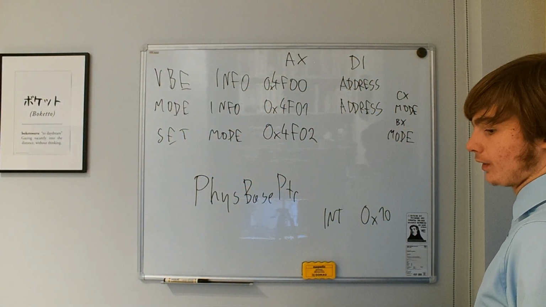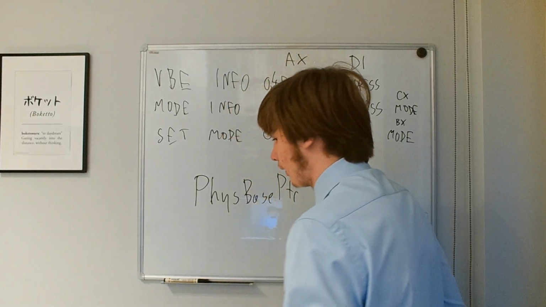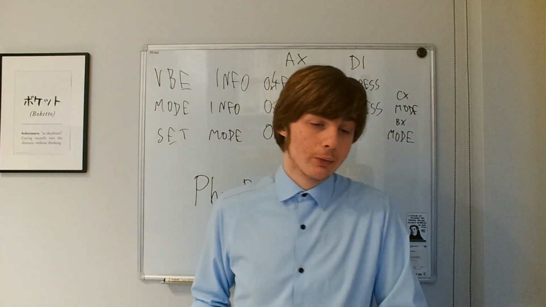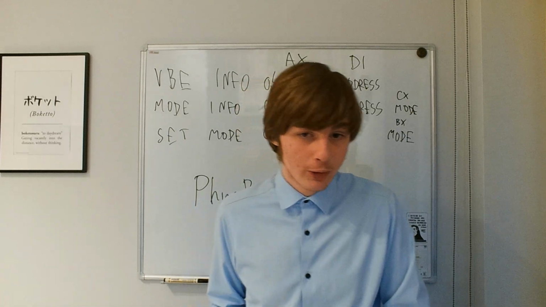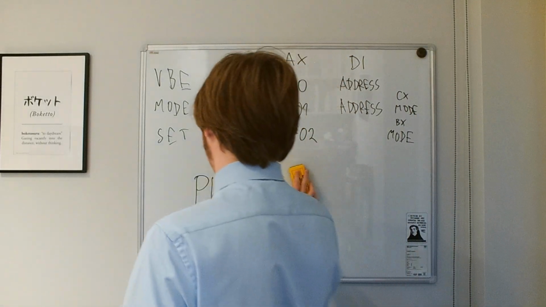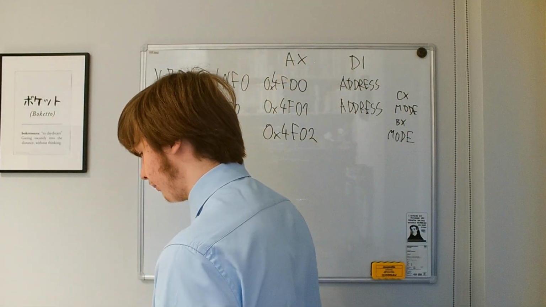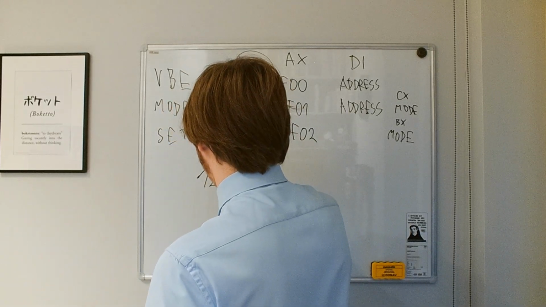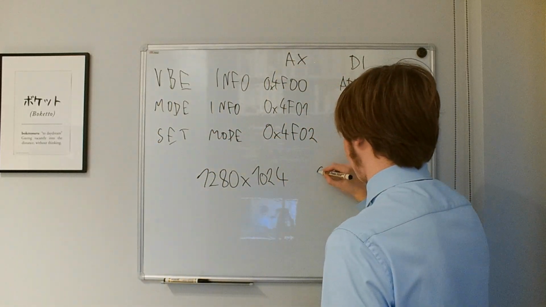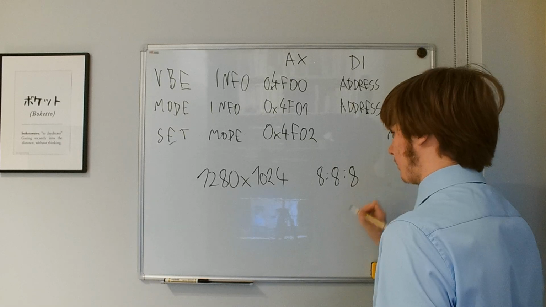So that is generally how you handle graphics, right? And you're usually going to be dealing with, or you probably want to deal with, an LFB or a linear frame buffer. And let's say that you managed to get something high resolution. So for example, let's say that you got to the mode I previously mentioned, 1280 by 1024 with 888 format, which means a byte for red, a byte for green, and a byte for blue.